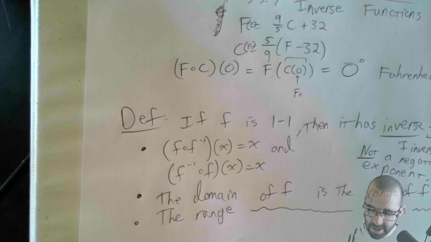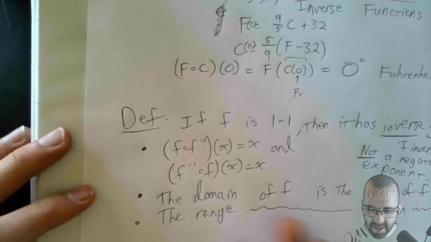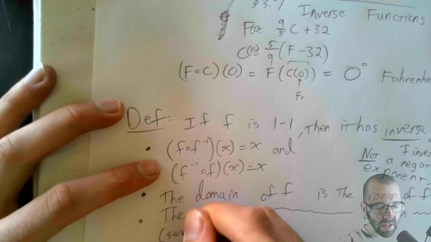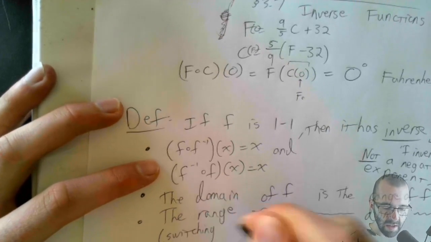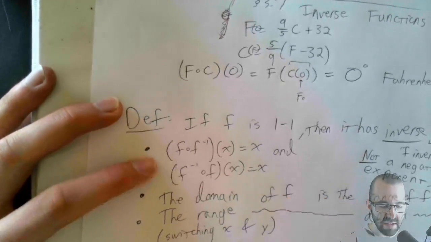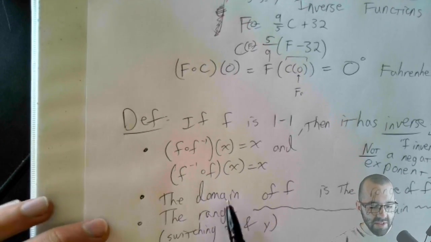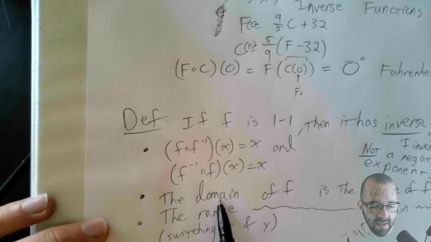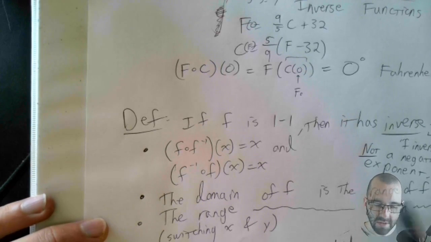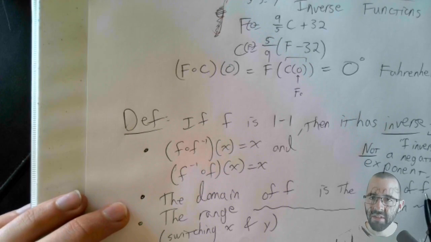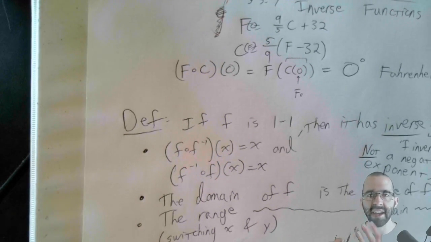Okay. So let's think about this. Again, you can think about it as switching x's and y's. And if you think about inverses as switching x's and y's, then these 2 points make sense, right? Because domain is just all the x's. Range is just all the y's. So the x's of f are the y's of f inverse. Inverse is like undoing. So let's get into an example, shall we?